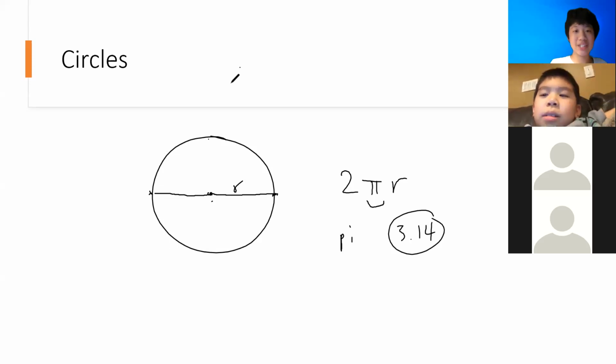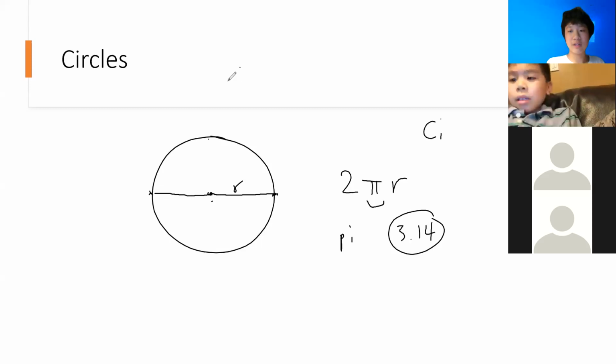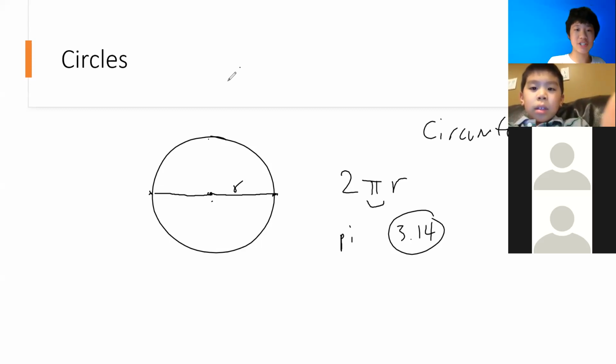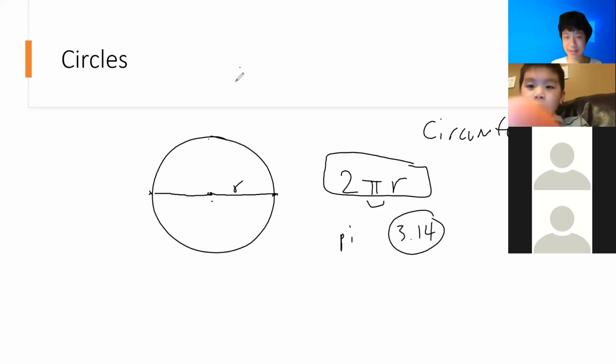And for a circle, we actually don't use the word perimeter. We use a special word called circumference. The circumference is basically the same thing as the perimeter of a circle. Okay? And the circumference is given by 2 times pi times the radius. All right? So in most cases, you don't need to write out pi as 3.14. For example, if the radius was 3, then you would just write the answer as 6 pi. That's perfectly fine. Okay? So now what is the area of a circle?